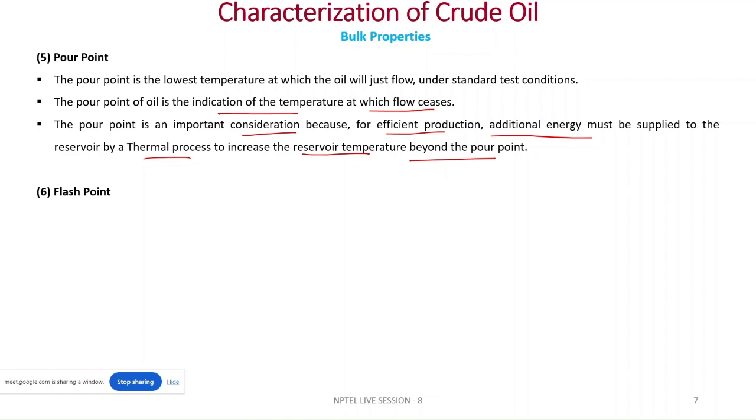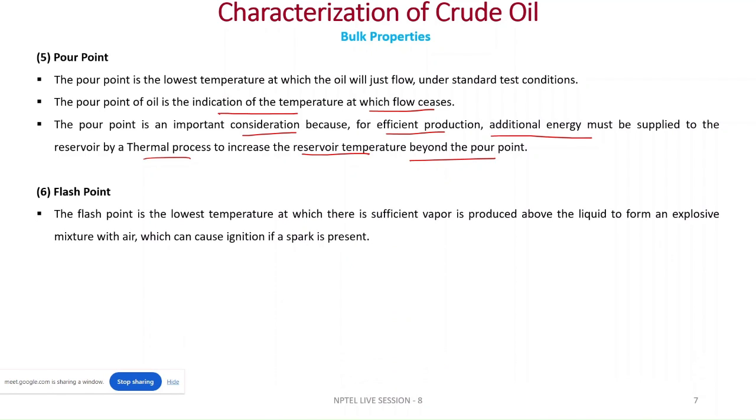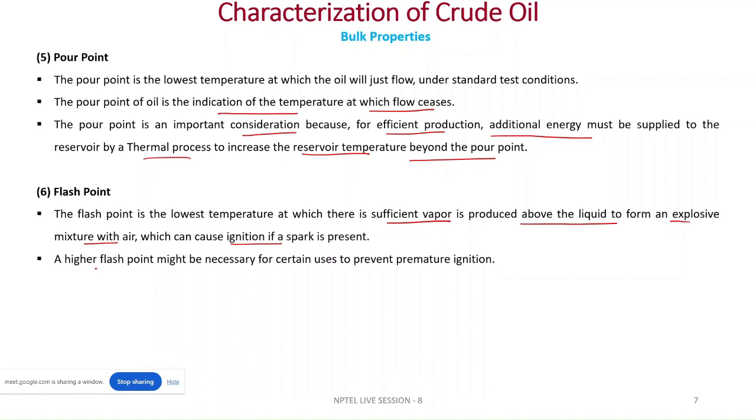Next is the flash point. Flash point is the lowest temperature at which sufficient vapor is forming above the liquid level to form an explosive mixture with air, which can cause ignition if any spark is present. A higher flash point might be necessary for certain uses to prevent premature ignition.